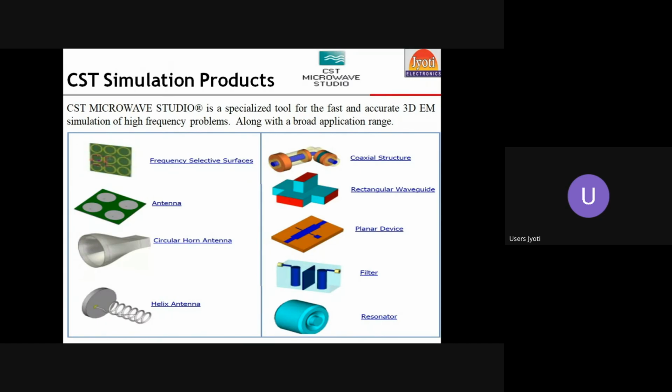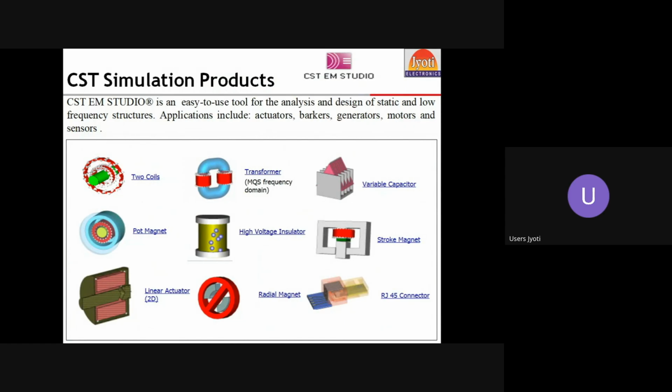So to summarize, CST Microwave Studio is a specialized tool for fast and accurate 3D electromagnetic simulation of high frequency problems. You can see different types of antennas: horn antenna, helical antenna, array antenna, and coaxial and rectangular waveguide, TWT, filter and resonator, and all types of RF components we can design and simulate using Microwave Studio. EM Studio is generally used for the analysis of low frequency structures. You can design and simulate things like actuators, breakers, generators, motors and sensors. So EM Studio is useful for that.